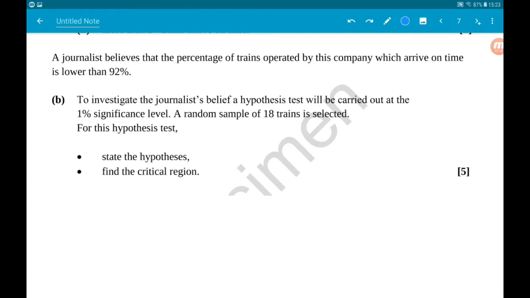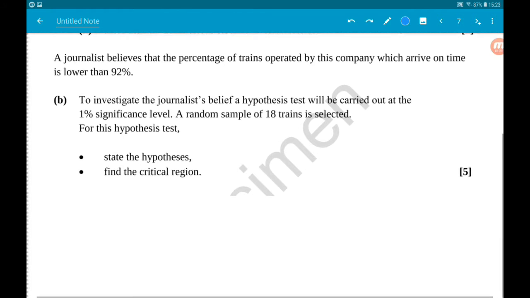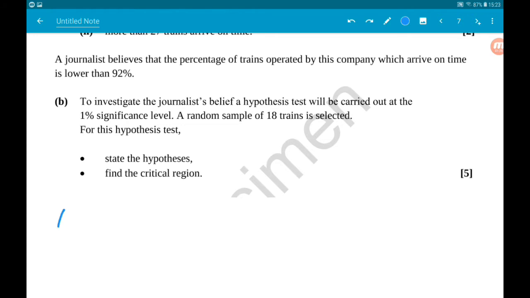Let's first of all find the variable again. So again, we're going to use T. So let T be the number of trains arriving on time.